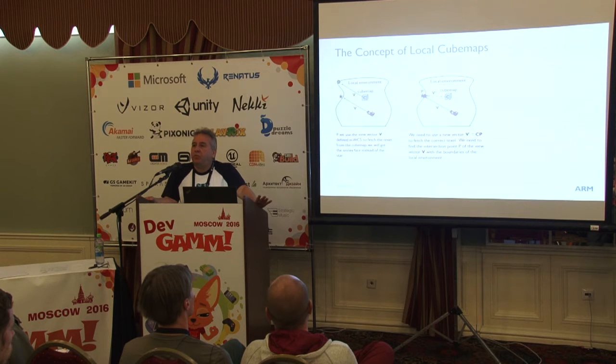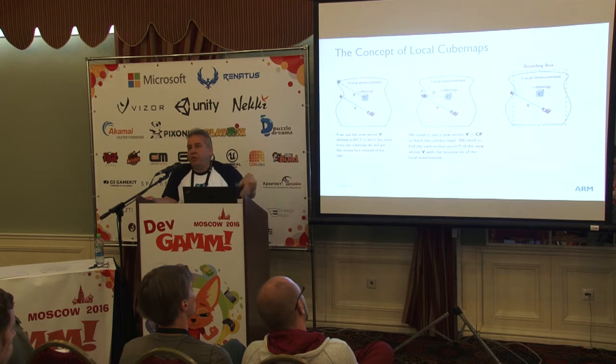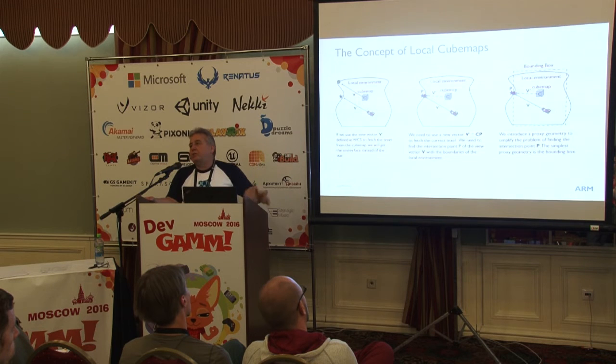And to simplify the problem, we use a proxy geometry. And the simplest proxy geometry we can use in this case is the bounding box of the scene. It is very easy to find the intersection point of a vector with a bounding box. And the problem is even simpler if that vector has its origin inside of the bounding box, which is this case. So we find the intersection point of the vector with the bounding box, and we build a new vector from the position where the cube map was generated to this intersection point.